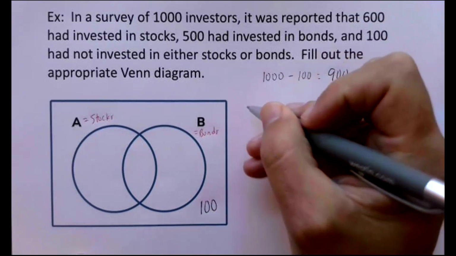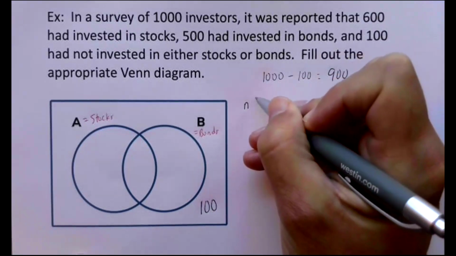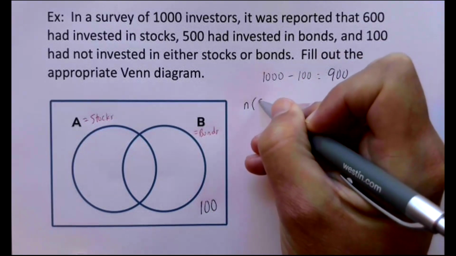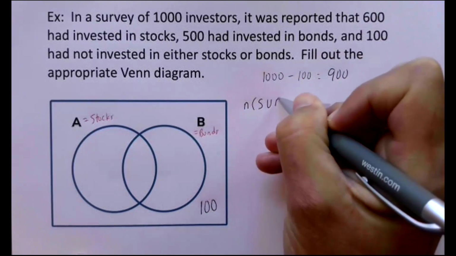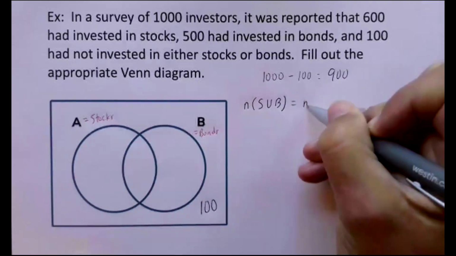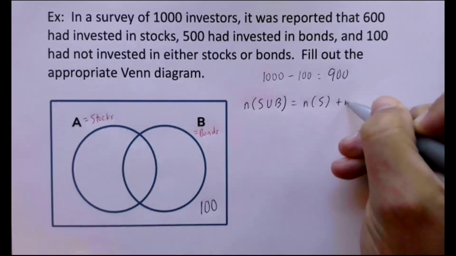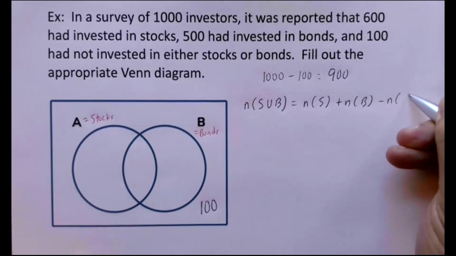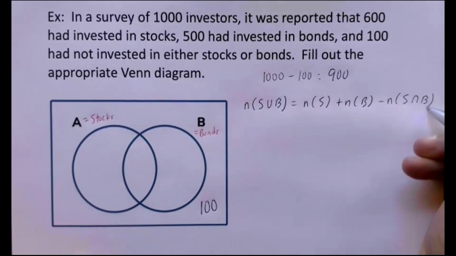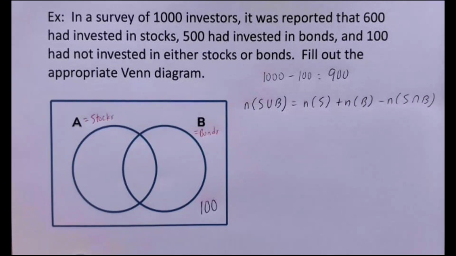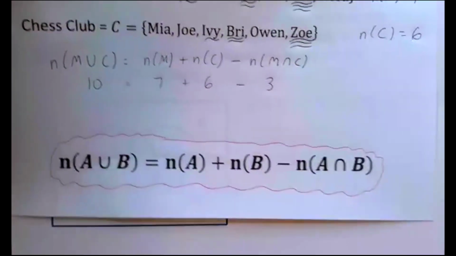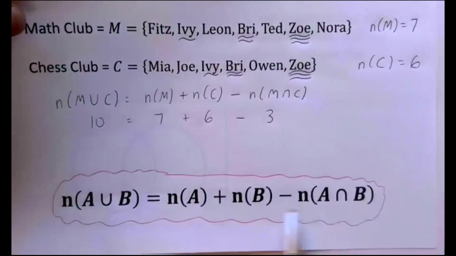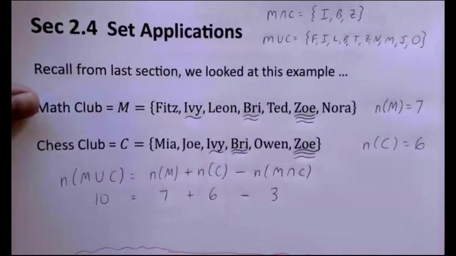Remember the formula we learned earlier today. I think this is going to be a good application of it. The number of elements in the union of the stocks and bonds circles is the number of elements in the stock circle plus the number of elements in the bond circle minus, because we might have double counted some people, the number of elements in the intersection of the 2 circles. We learned that at the very beginning of class today. In fact, we had that at the bottom of the very first page today.